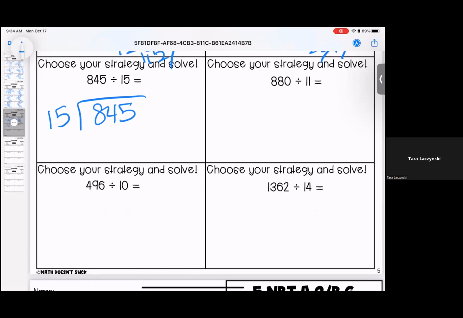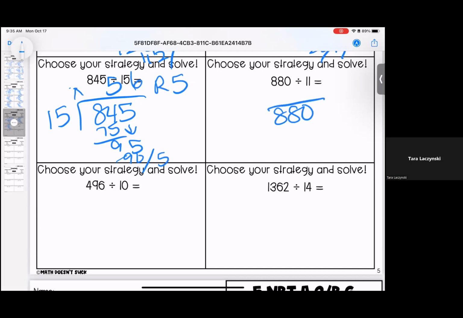So I'm going to say that 15 goes in 5 times. 5 times 15 is 75, and when I subtract, I get 9. I bring down my 5. I'm going to say that it can go in about 6 more times, and when I do that, that gets me 90. When I subtract, I'm left with a remainder of 5. 56, remainder of 5.